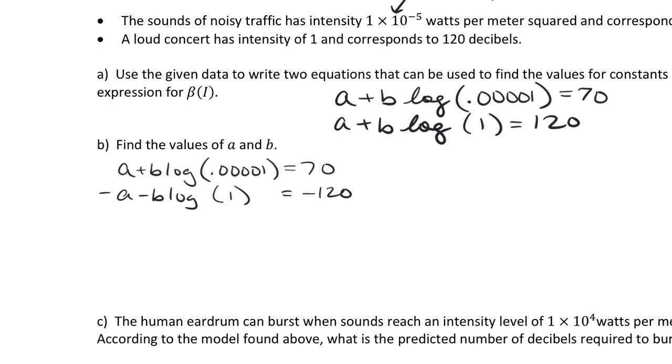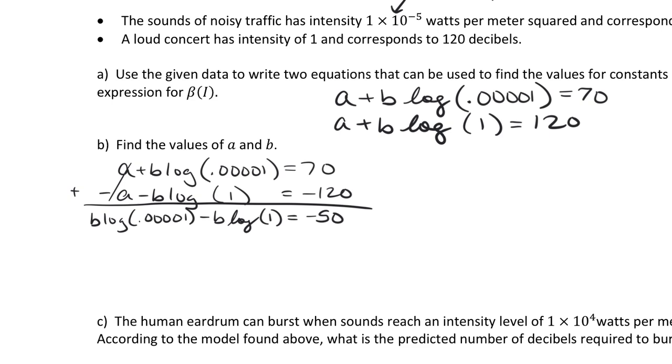We set up a system for ourselves to solve by elimination. So I add the equations together. A and negative a cancel each other out. I have b times the log of 0.00001 minus b times the log of 1 equal to negative 50. What do both of those logarithms have in front of them? B. So we're going to factor out the b, and we have log of 0.00001 minus the log of 1.